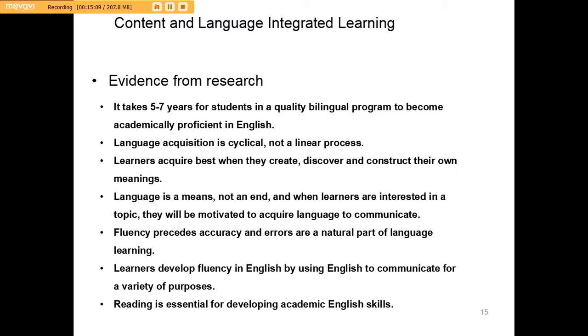People would say that, but really it would be "estoy contento." So you can see that language errors are a natural part of building acquisition and fluency. Also, learners develop fluency in English by using English to communicate for a variety of purposes. They're using the language to get better and better at it. And reading is essential for developing academic English skills. Quite often in CLIL, there are good texts to read that are interesting and at the level the students need, and this helps develop their academic English skills.